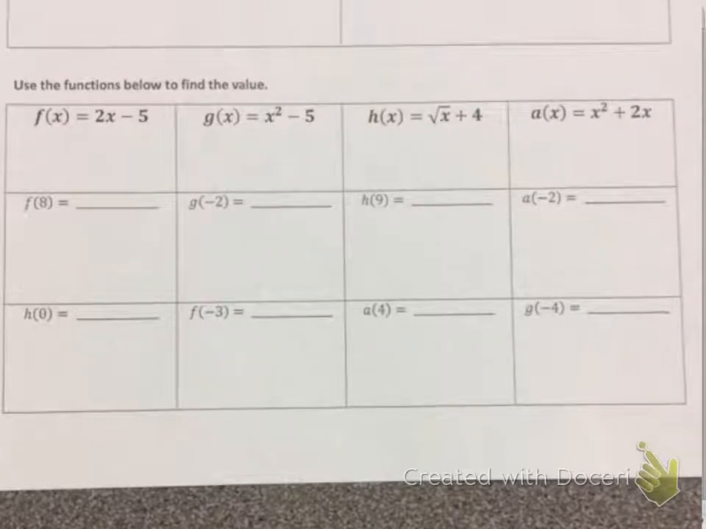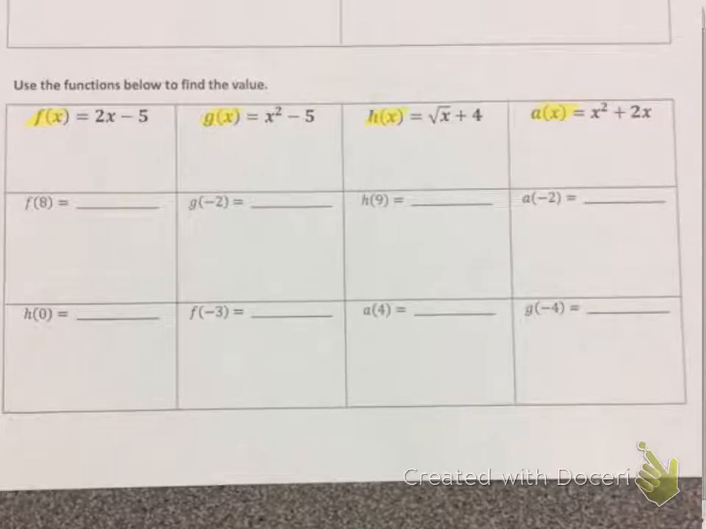Okay, now we're going to go a little bit into function form. So function form says use the functions below to find the value. So each one of these, this is my f of x function, this is my g of x function, my h of x function, and my a of x function. Those functions are given names so that we know which one to use when we're asked to do it.